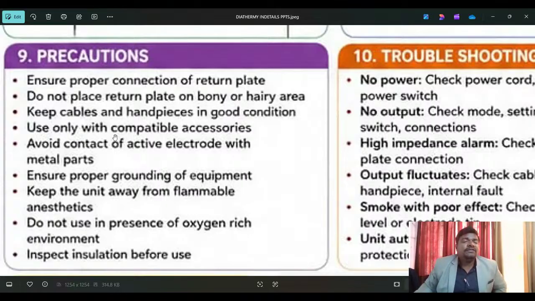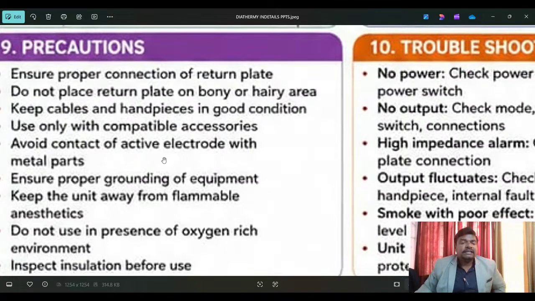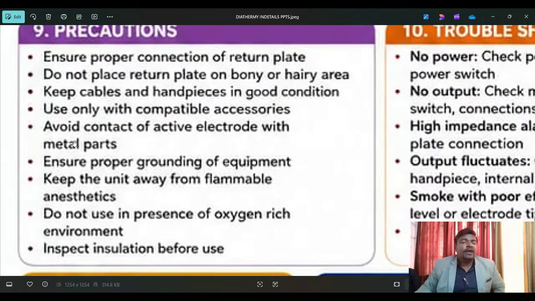Use only with compatible accessories. These are all very, very important. Avoid contact of the active electrode with metal parts, ensure proper grounding of the equipment, keep the unit away from flammable anesthetics, do not use in the presence of an oxygen-rich environment, and inspect insulation before use.